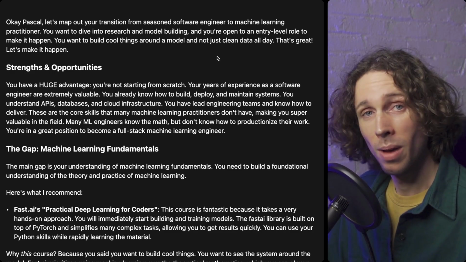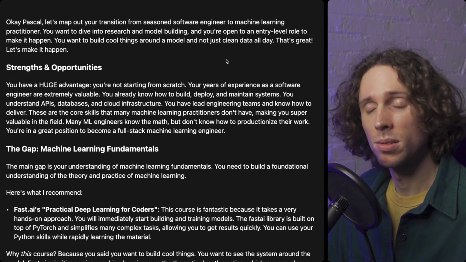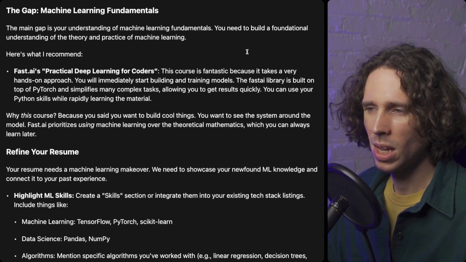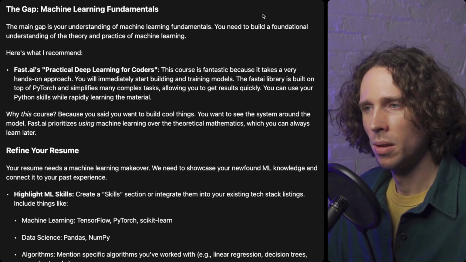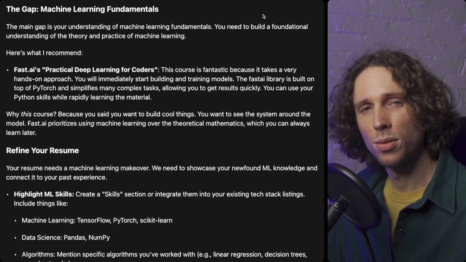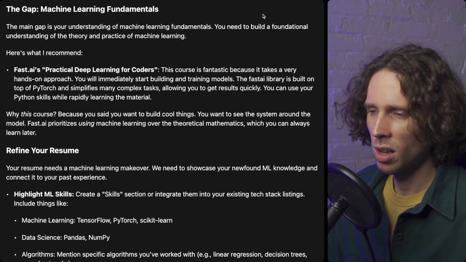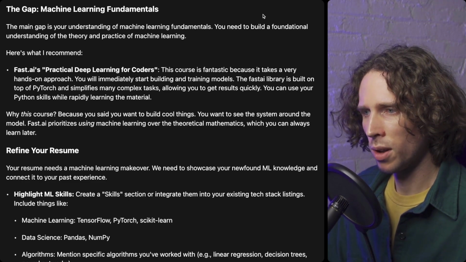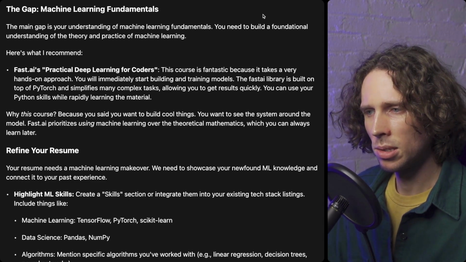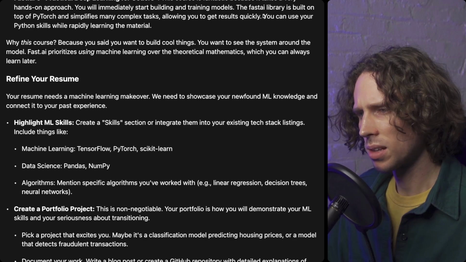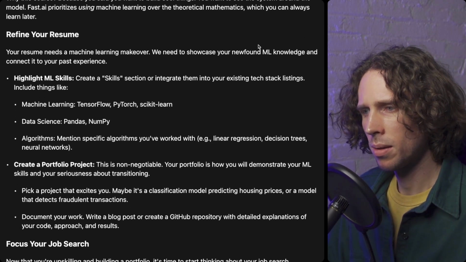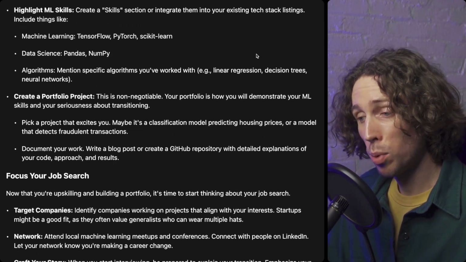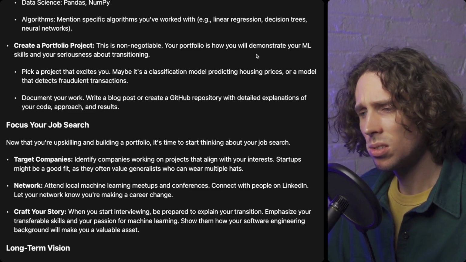So it gives me some high-level overview of my strengths and opportunities. And then it tells me about the gap between where I currently am and where I've talked about wanting to be. So it's telling me I need to learn some machine learning fundamentals, probably with Fast AI's Deep Learning for Coders. I think that's a good recommendation. Refine your resume, highlight ML skills, create a portfolio project. I think this is good advice.